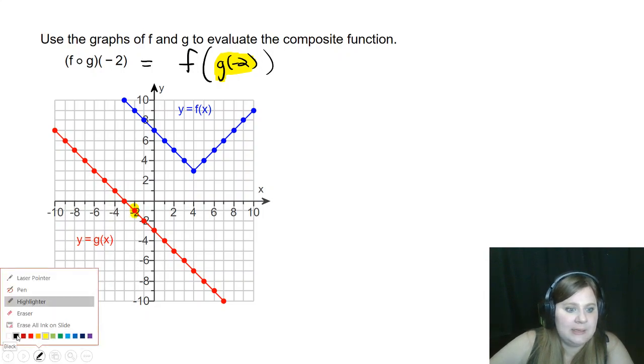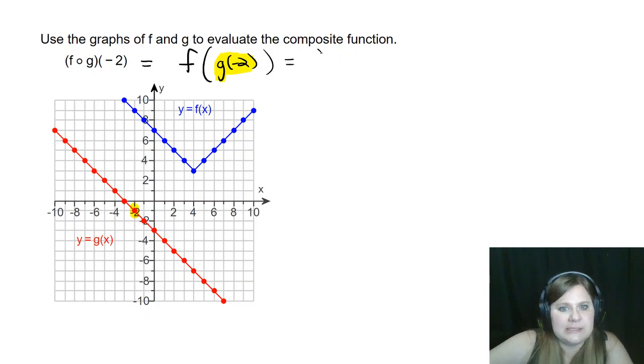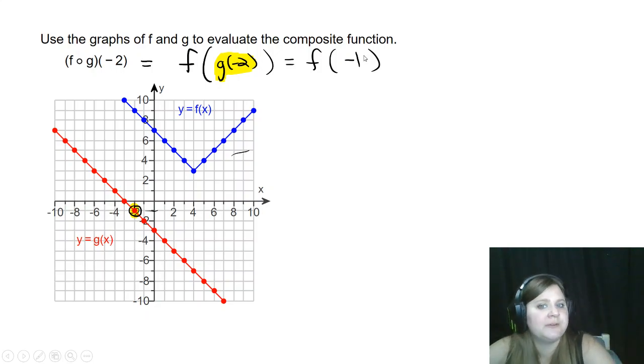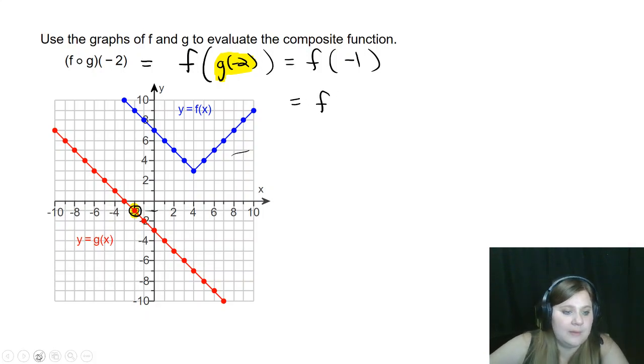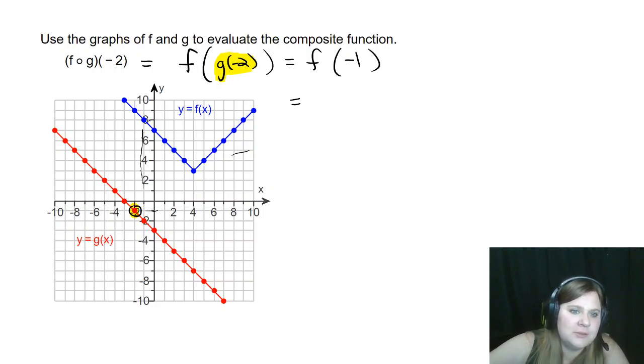So I can now say this is f of, well, negative 2 gives me negative 1. Notice that since g of negative 2 is negative 1, I can replace it with the value negative 1. Now, it wants to know what is f of negative 1. Didn't mean to erase that. Negative 1 is right here. I go up, and when I plug negative 1 into f, I get 8.